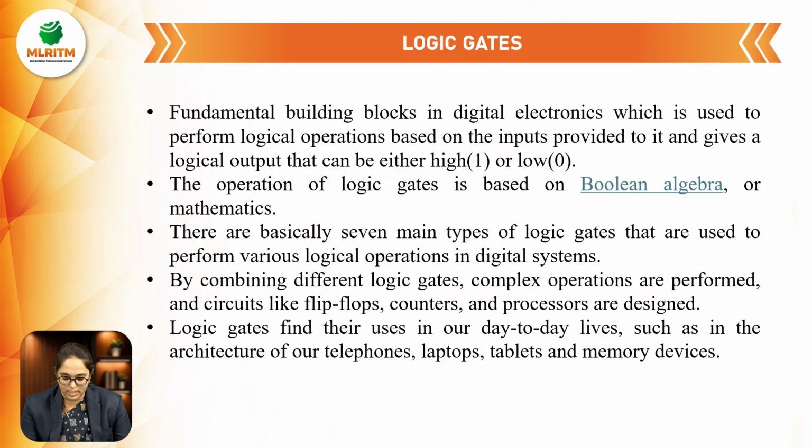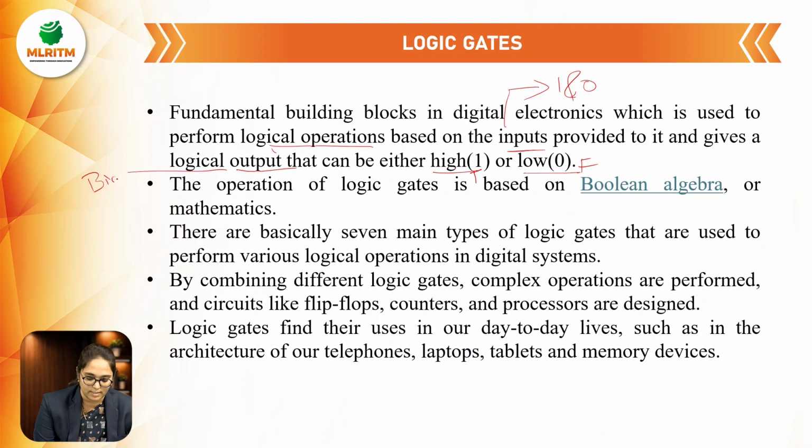If the value is 0, then it is considered low. If the value is 1, then it is considered high, or you can write it as true or false also. It majorly performs logical operations. We give the input and it generates the logical output. The input is given in binary form, that is 1 and 0, and the output is also generated in binary, that is 1 and 0.